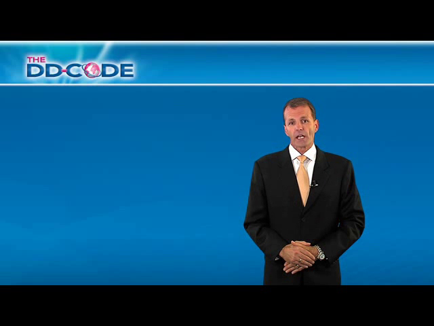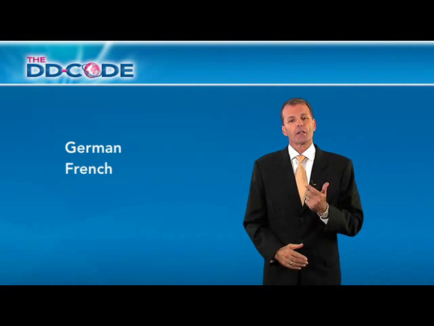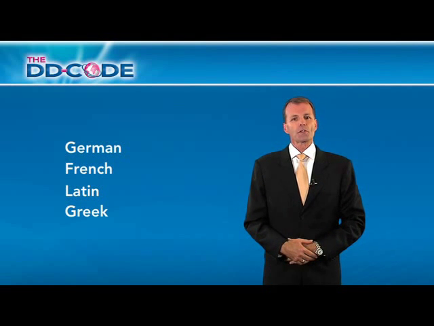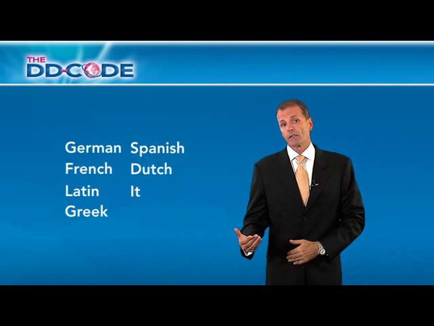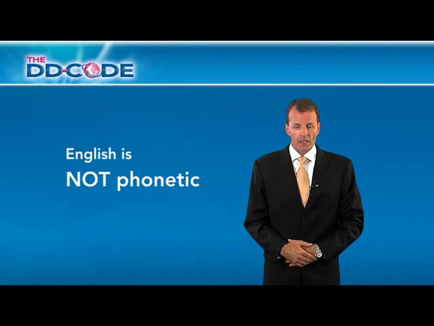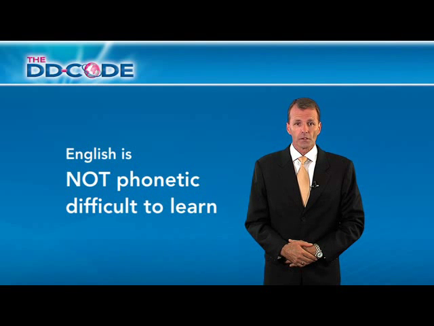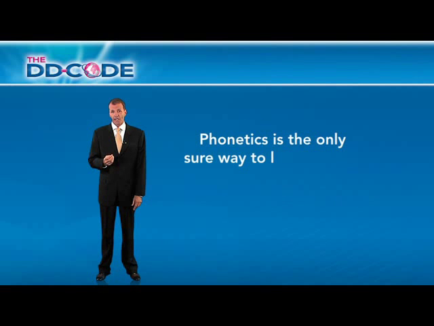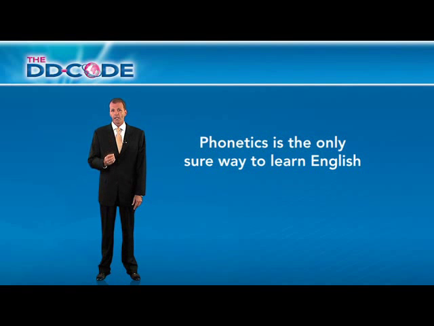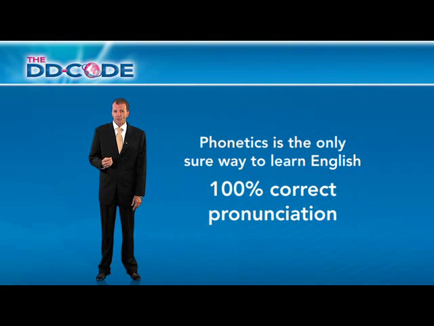The English language is made up of many different languages. The four main languages which influence English are German, French, Latin, and Greek. But there's also Spanish, Dutch, Italian, and more. This is why English is not phonetic, and it is why English is difficult to learn. Forget everything you've been told about reading and speaking English. The truth is, using phonetics is the only sure way to learn English with 100% correct pronunciation.